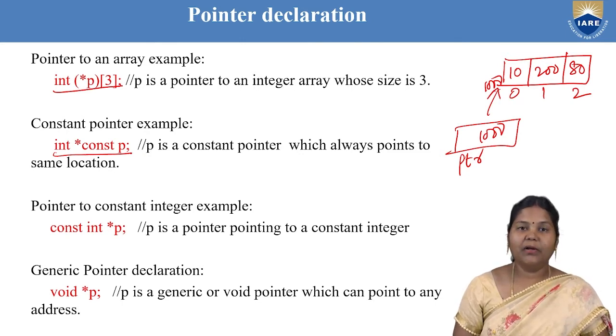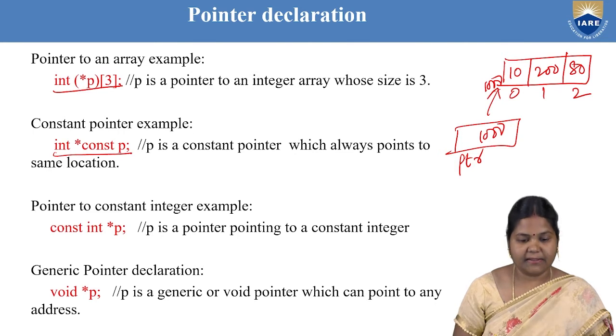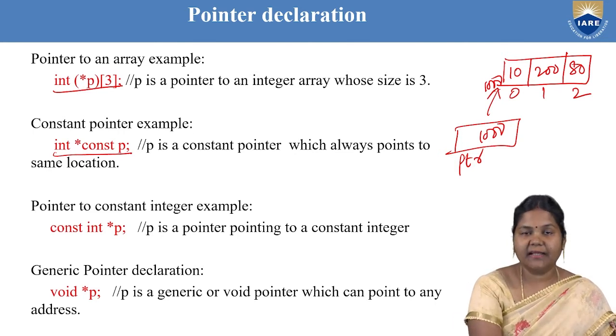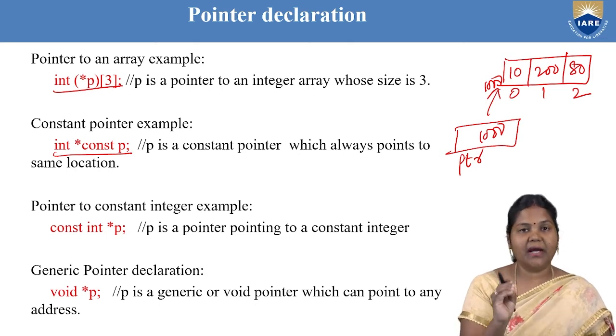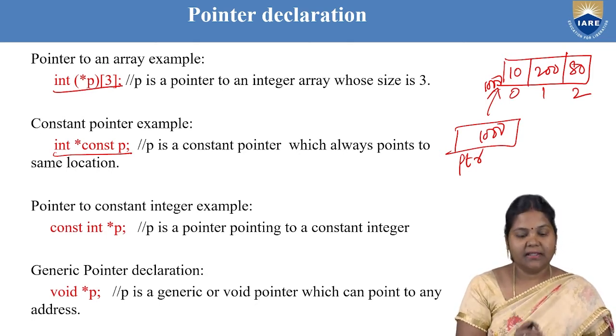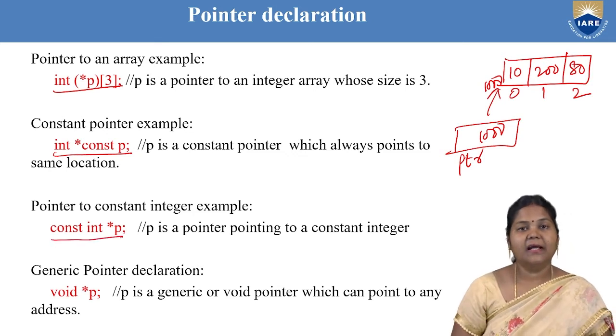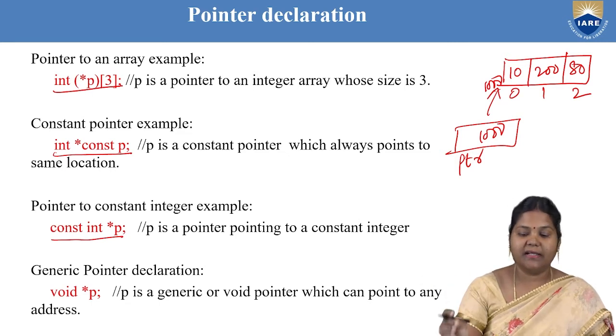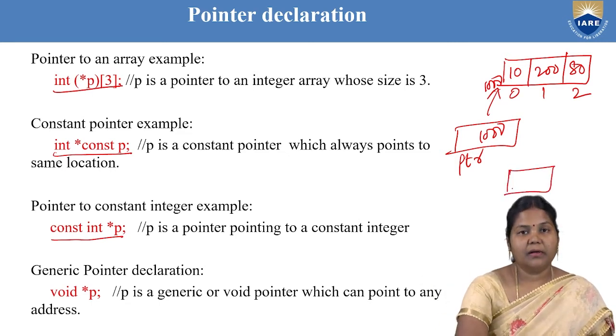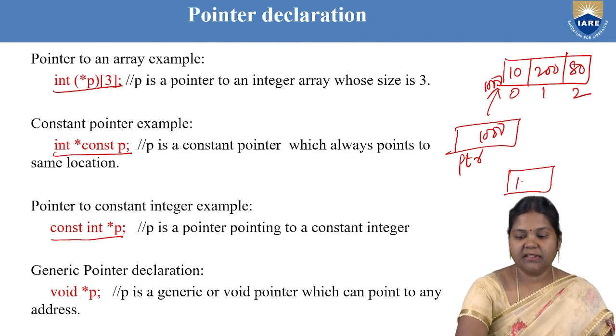Next is called pointer to a constant integer. Okay, so integer or character, any constant value. If you want to point to a constant integer, that means the value will not change, it is fixed, then you can write like this: constant int star p. So here p is a pointer pointing to a constant integer. That means there is an integer value, suppose it contains 10 and the value won't change, it is a constant value whose address is suppose 1000, and this pointer p contains 1000 which is pointing to this constant.